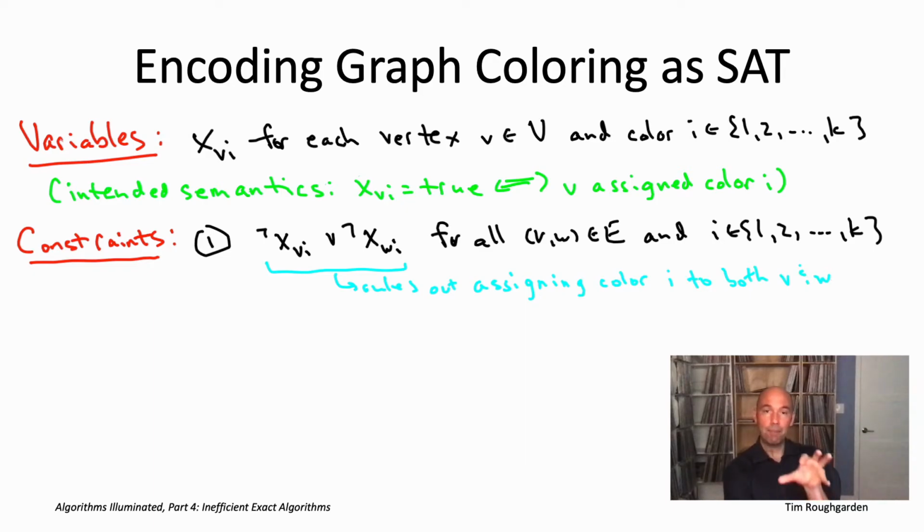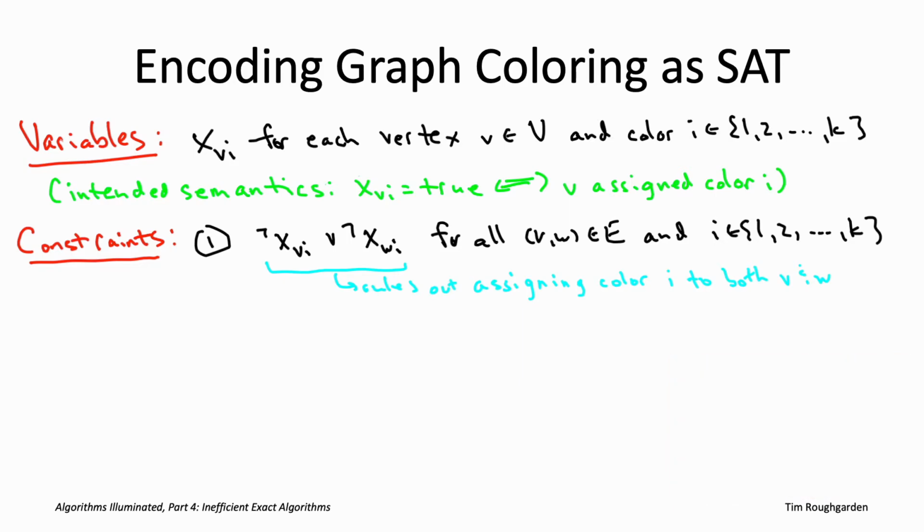So when that bad thing happens, this constraint will indeed not be satisfied. So the constraint enforces that the two endpoints cannot both get the color i. Now for each edge, you need k of these constraints to rule out each of the k colors, but that's fine. That means at the end of the day, you have k times m constraints of this form, where k is the number of colors and m is the number of edges in the graph.